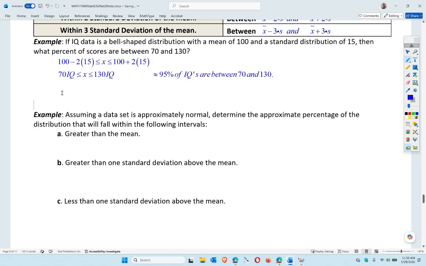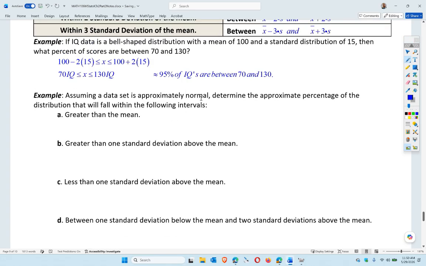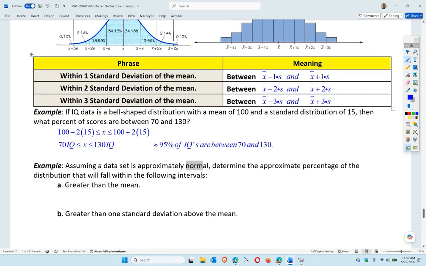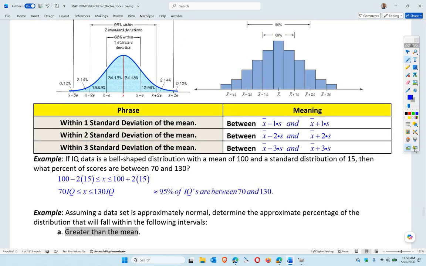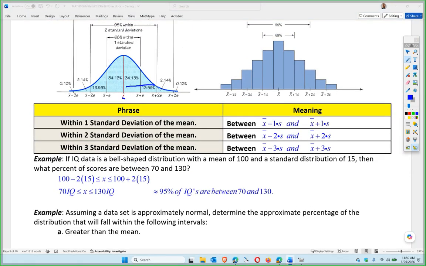I left some space here. There we go. So normal, meaning we're using this up here. What's the percent that's greater than the mean? Well, if I'm greater than the mean, this is the mean right here. The middle is the mean. The greater is this half.